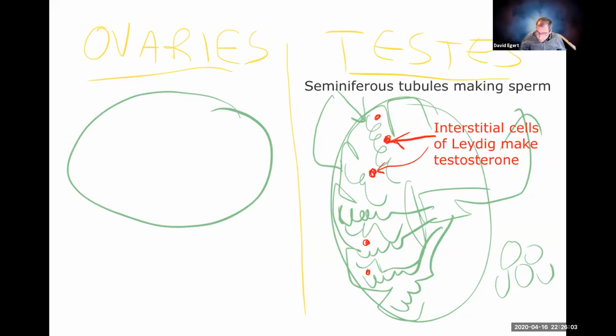So when we look at the microscope later on, you're going to see tubules making sperm and then little interstitial cells of Leydig in between. Again, what hormone is the one that will tell the cells to make testosterone? Luteinizing hormone. Exactly.